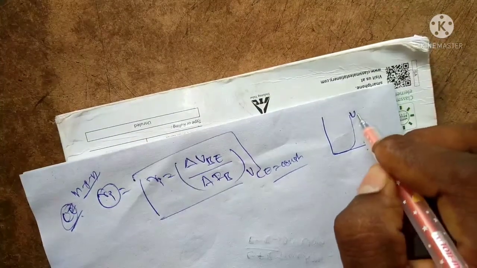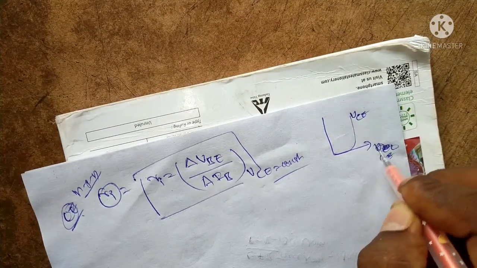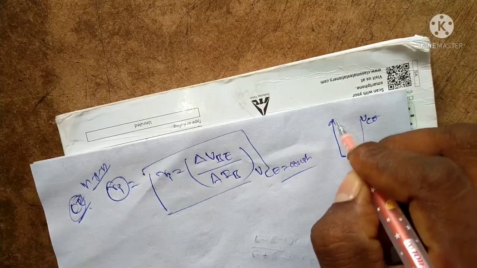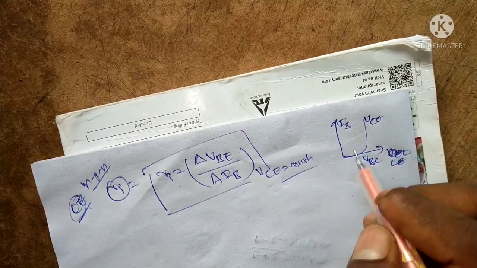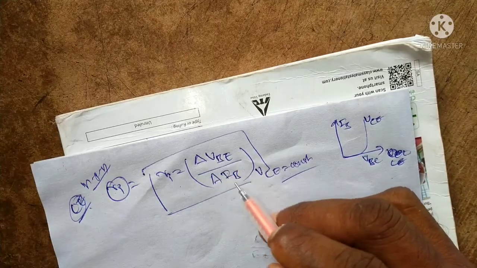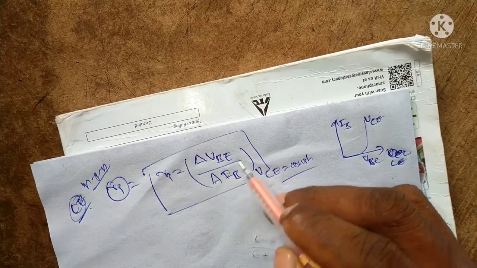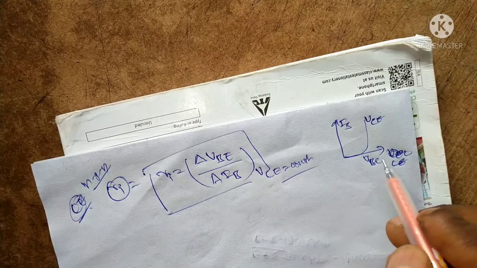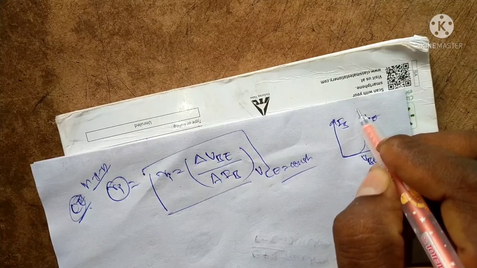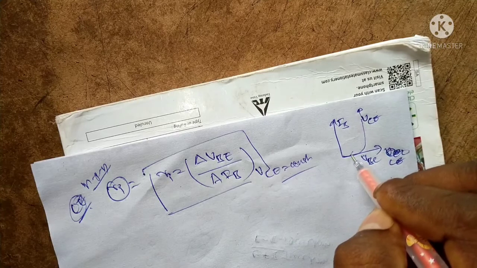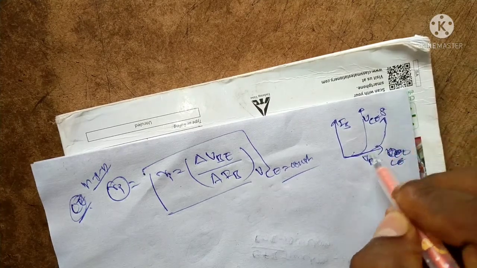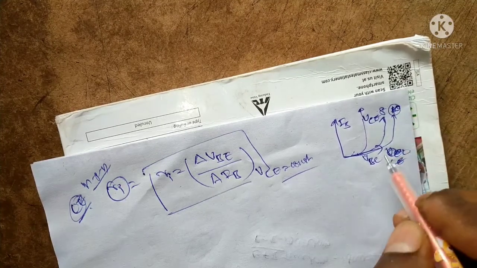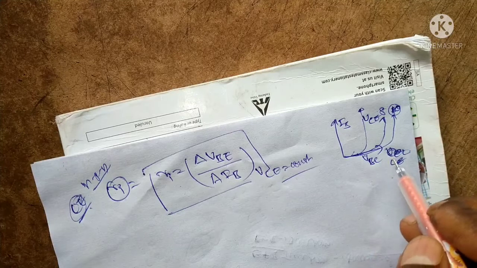Here, as VBE increases, how much does the base current IB change? How much variation in voltage VBE, and how much current will appear at constant VCE? It is for 4 volts, 8 volts, 10 volts. What is the change in base current, and what is the change in VBE?